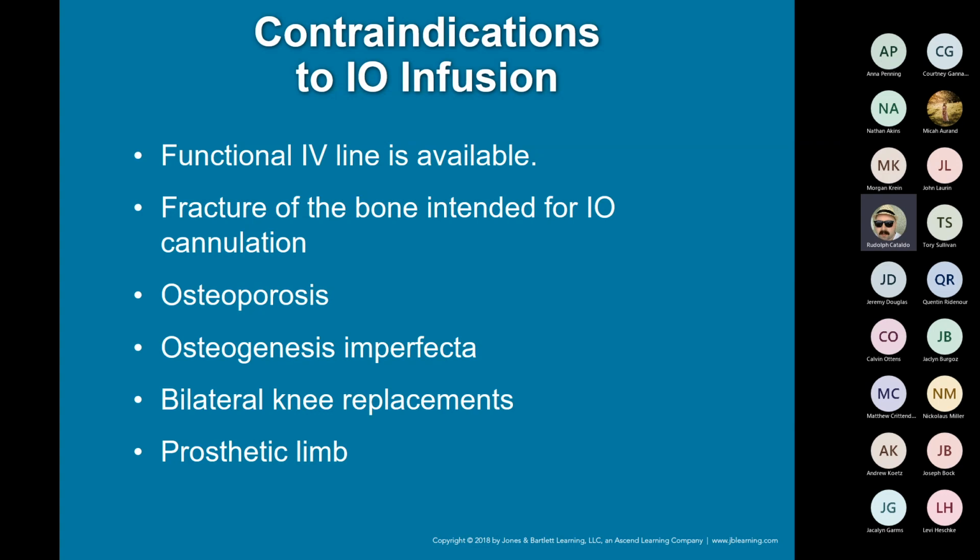For one, it's not needed. For two, IO needles are super expensive. They're around $200 per needle. If you're going to do an IO, make sure you can identify your landmarks. If you can't identify your landmarks, then you're essentially drilling blind at that point.